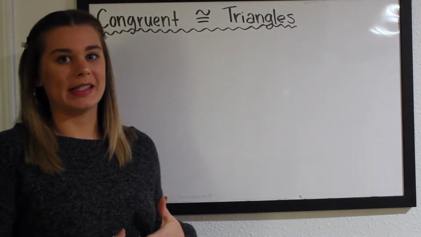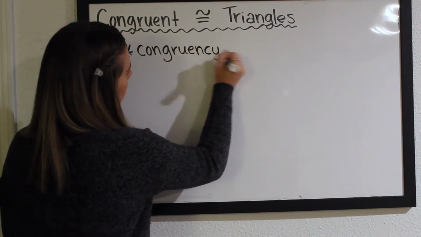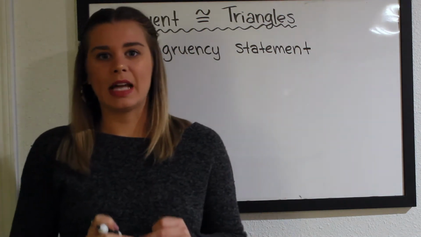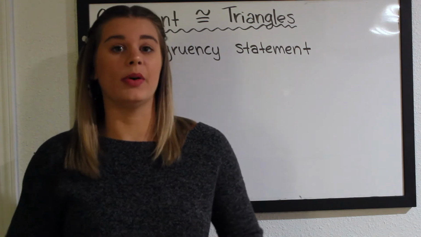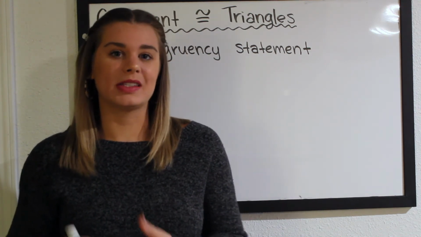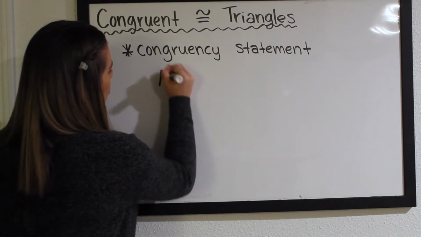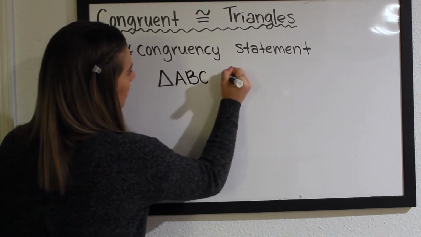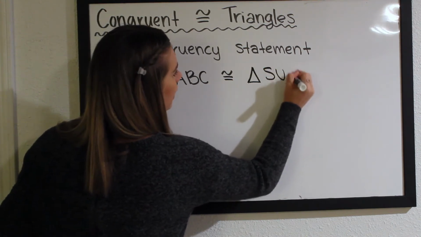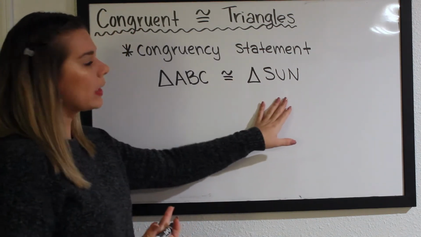We have what's called a congruency statement. The congruency statement tells us not only what triangles are congruent, so triangle ABC is congruent to triangle SUN, for example, but it also tells us which parts on those triangles actually correspond with one another. An example of a congruency statement would be triangle ABC is congruent to, and this symbol means is congruent to, triangle SUN. And what this tells us is that certain parts on these triangles correspond and are congruent.